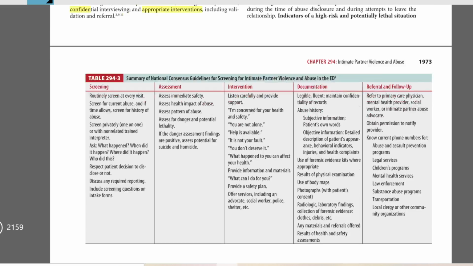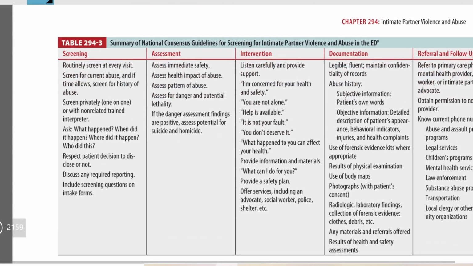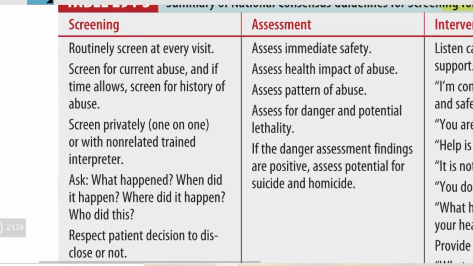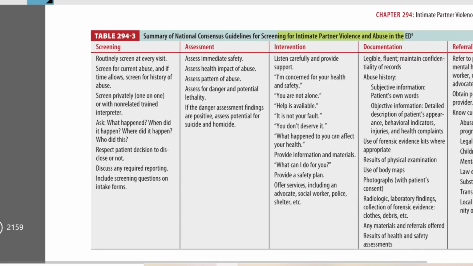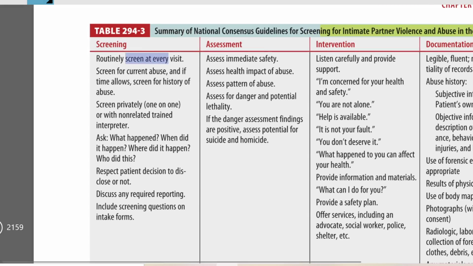So the summary of the National Consensus Guidelines for Screening for Intimate Partner Violence and Abuse in the ED is in this table. We are going to look at screening and assessing, intervention, documentation, and after that, referral. So, screening: routinely screen at every visit. Screen for current abuse, and if time allows, screen for history of abuse. Screen privately or with a non-related trained interpreter.